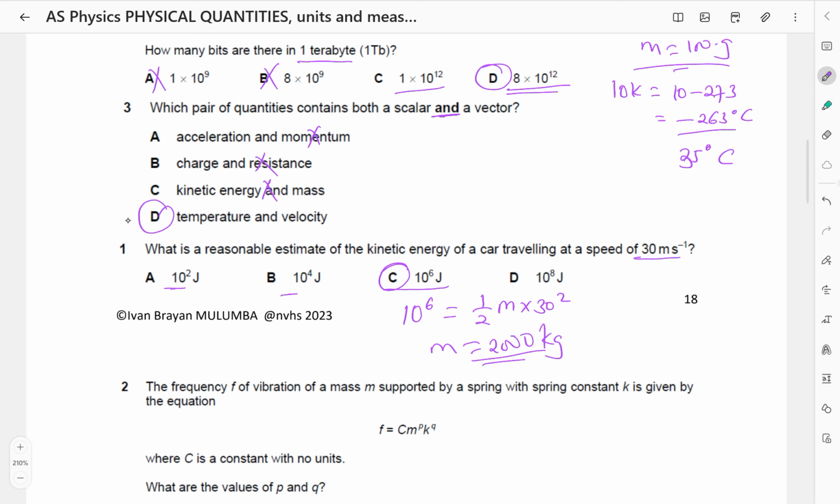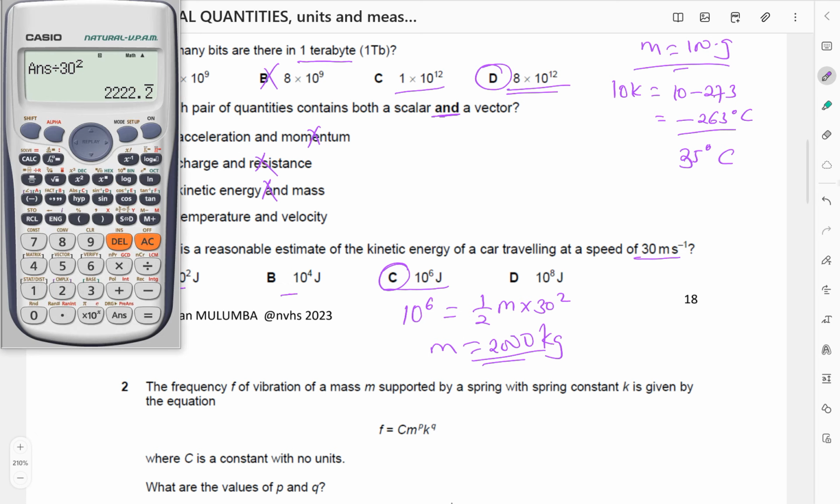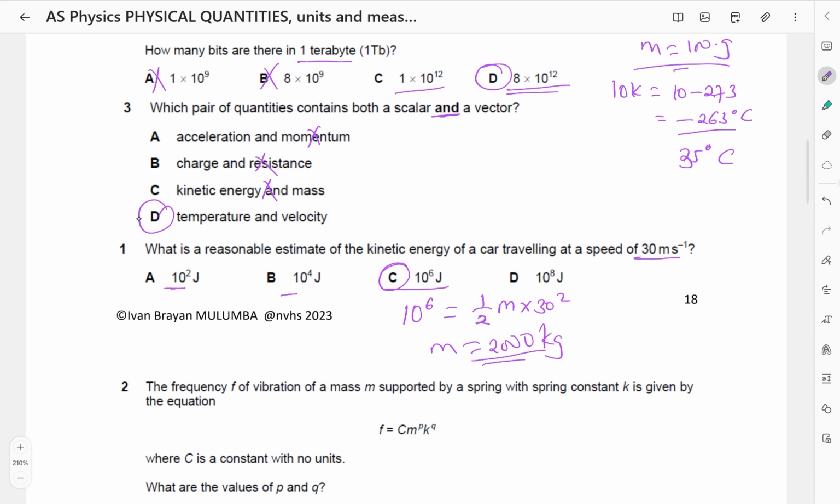Let's check A. A will be 2 exponent 2 divided by 30 squared. It is too small anyway. For 10 power 4, we have 2 exponent 4 divided by 30 squared. It is still small. It can't be the mass of a car. I'm multiplying by 2 because I'm making M the subject of the equation, so that's why I say 2 times 10 power 2, 2 times 10 power 4. Then I divide by 30 squared to make M the subject.